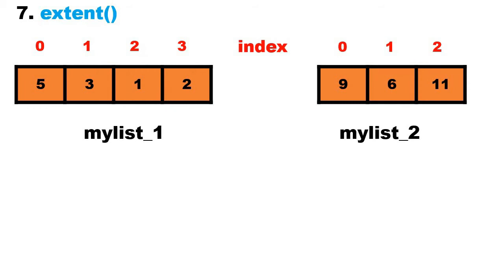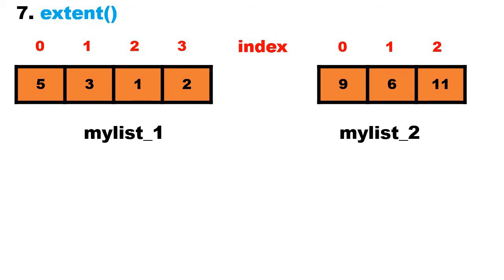Okay. Next, we are going to see about extend. Extend is nothing but if you have 2 lists, you want to combine the 2 lists inside one list, so you can use the extend function. Concatenation is nothing but combining 2 lists inside one list. Okay, here I have taken 2 lists. First one is mylist1, second one is mylist2.